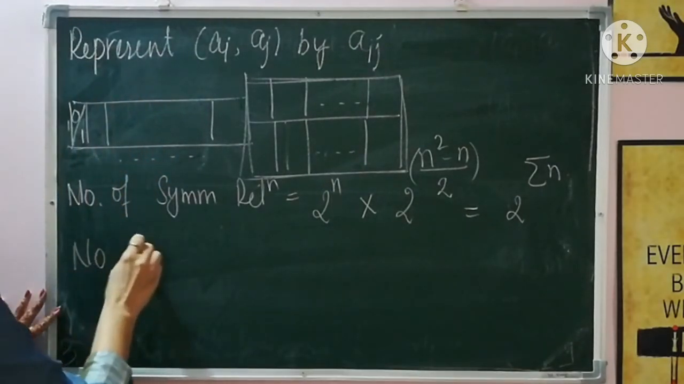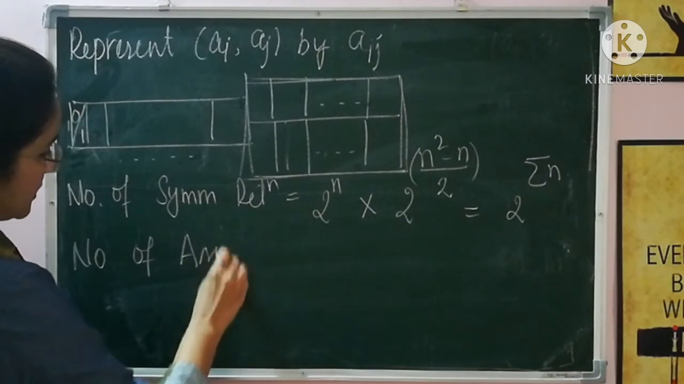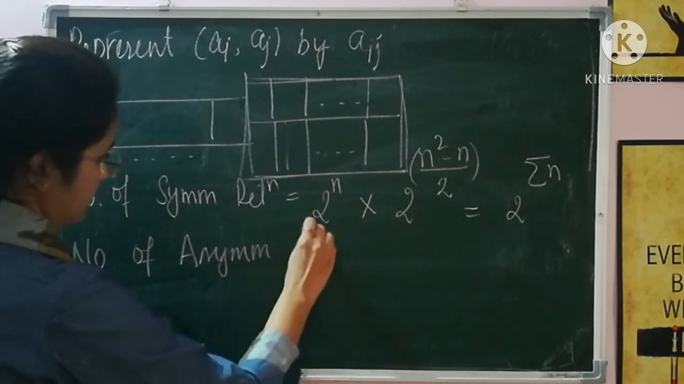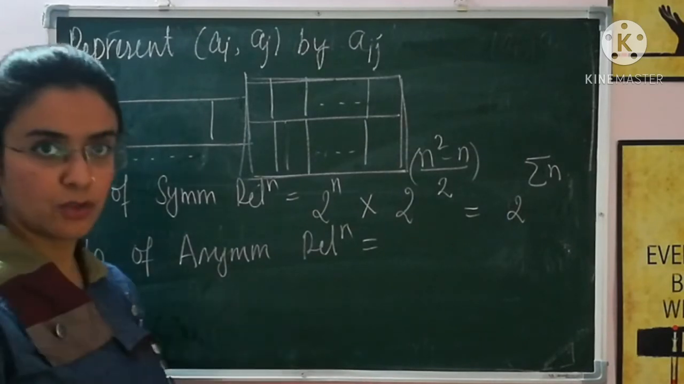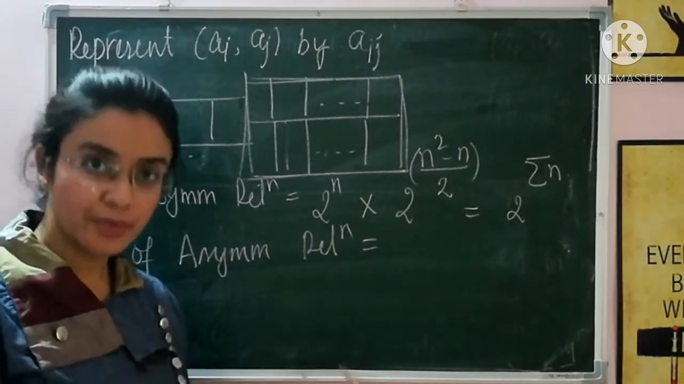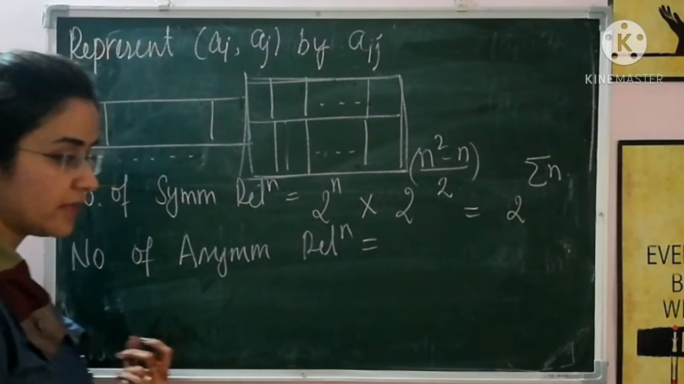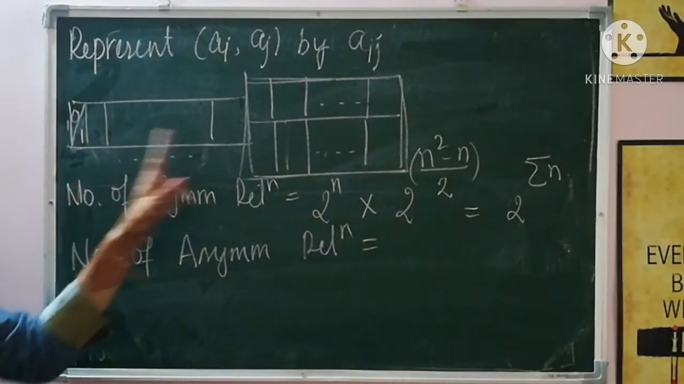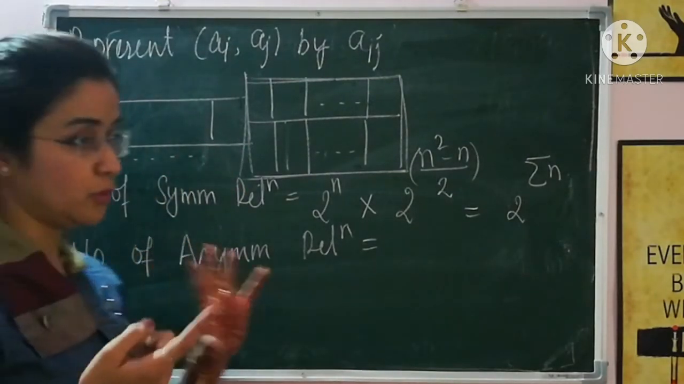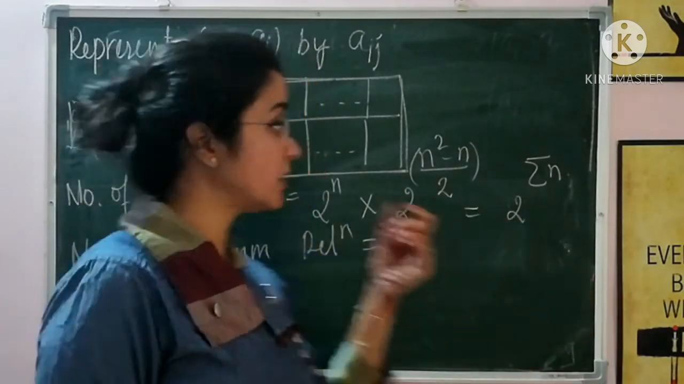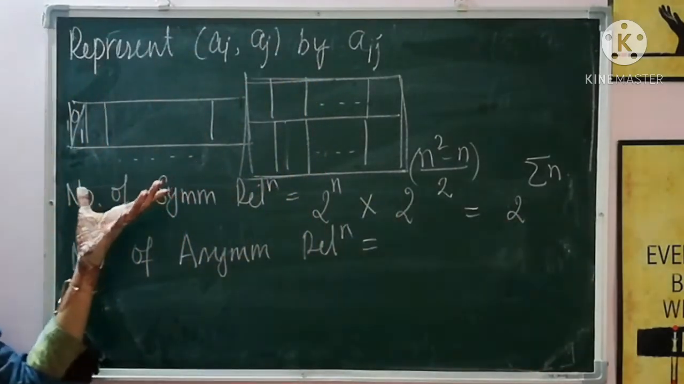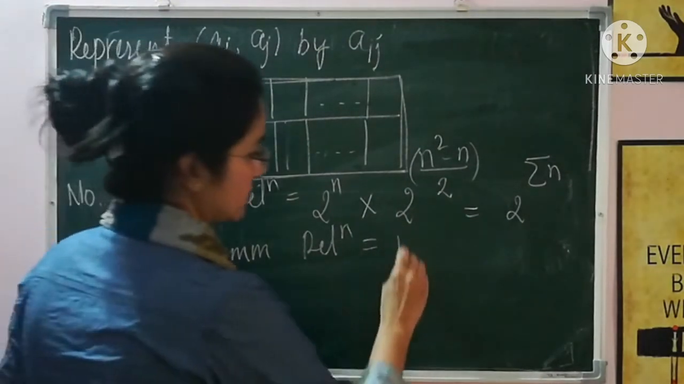Next, number of asymmetric relations. In asymmetric relation, if A is related to B, then B should not be related to A. So the very first thing is, यहाँ पर आपको क्या choose करना पड़ेगा. You know that asymmetric will imply irreflexive, तो यहाँ से तो मुझे कुछ भी चूज नहीं करना पड़ेगा, है ना. I'm not choosing anything, so this is one way only.